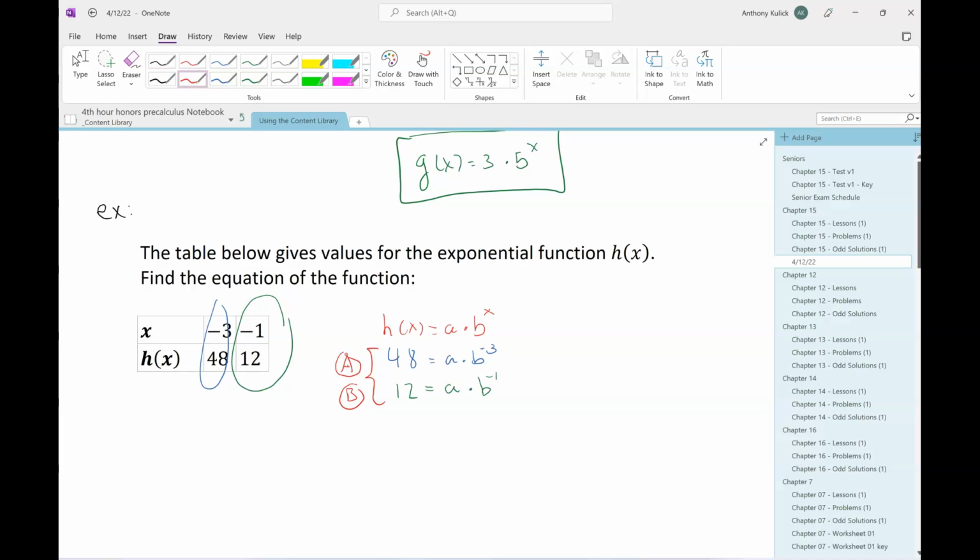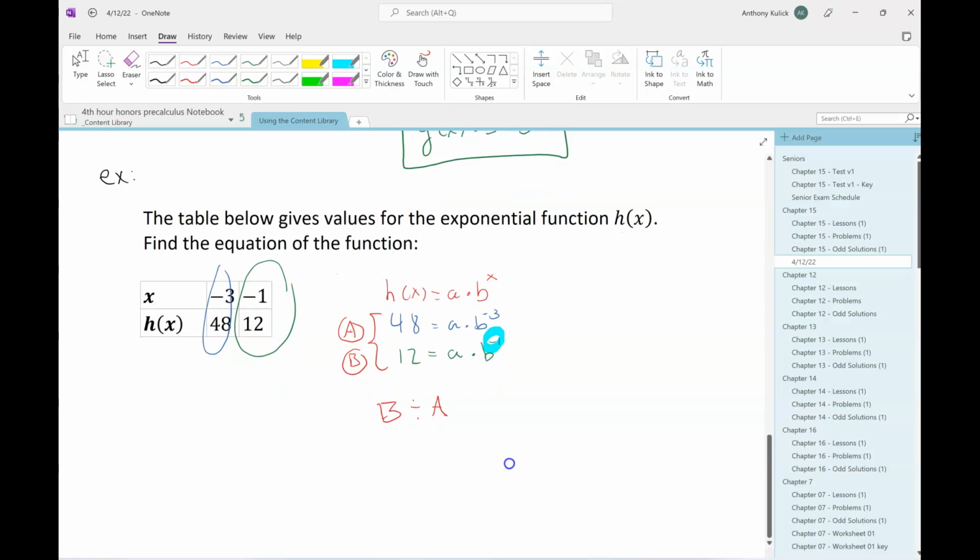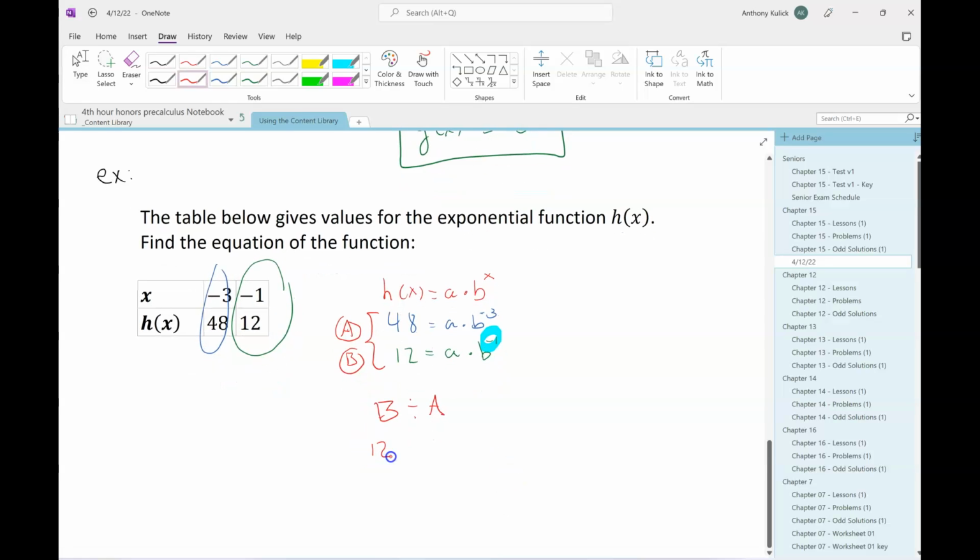So the question becomes then, which of the two, equation A or equation B, should be the numerator of my division problem? What I typically do is I pick the one with the bigger value to be the numerator. It makes the algebra a little bit easier at the end. It saves us a little bit of a step, and I'm cool with that.